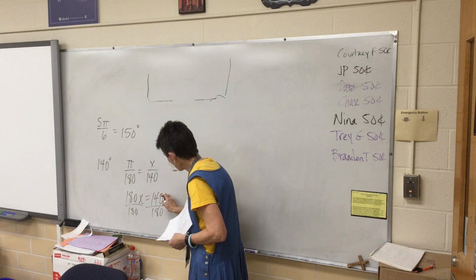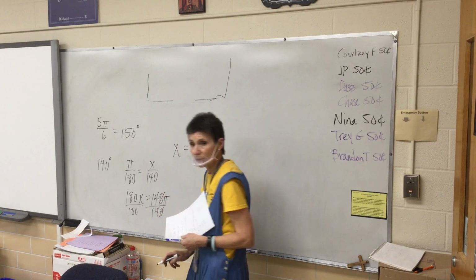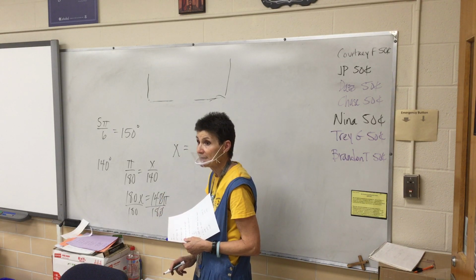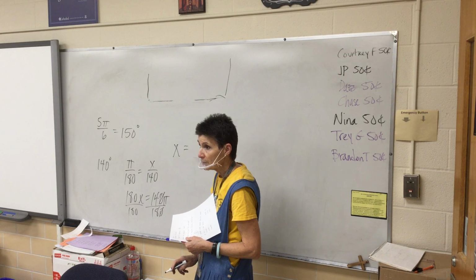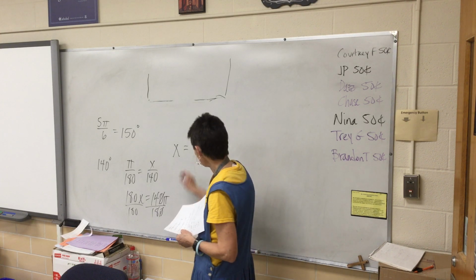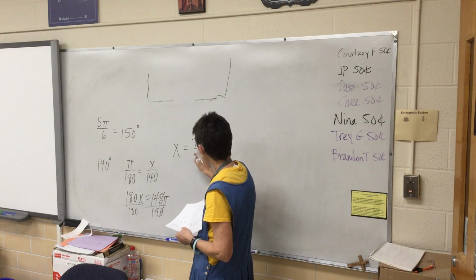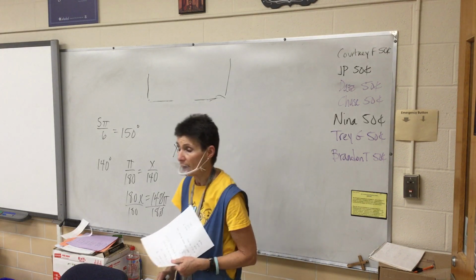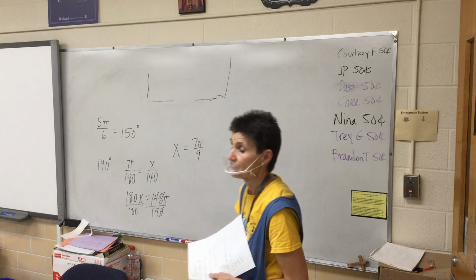And so we have, so the zeros will cancel out. So now we have 14 over 18. So those are both divisible by 2. So we have 7 pi over 9. So the answer is 7 pi over 9.